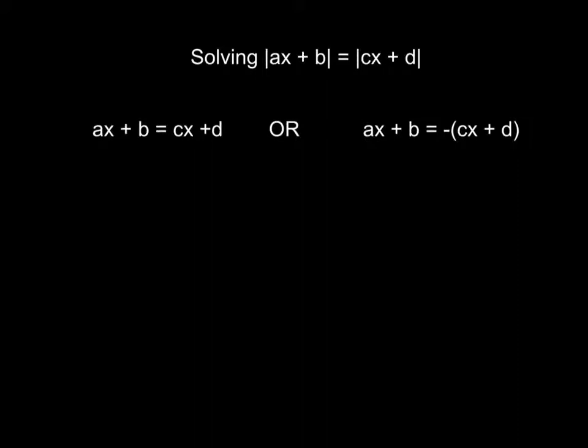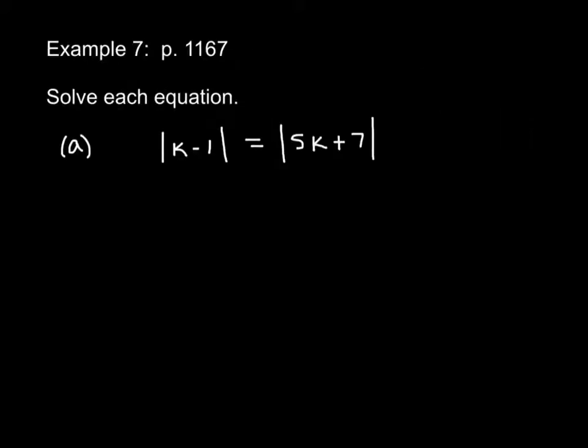When solving equations such as the absolute value of ax plus b equals the absolute value of cx plus d, you're going to break that up into two equations: ax plus b equals cx plus d, or ax plus b equals negative cx plus d. Notice the negative is outside the parentheses of the whole cx plus d, so when you're solving it, you'll have to distribute that negative to each term. Example 7 on page 1167 says solve each equation.